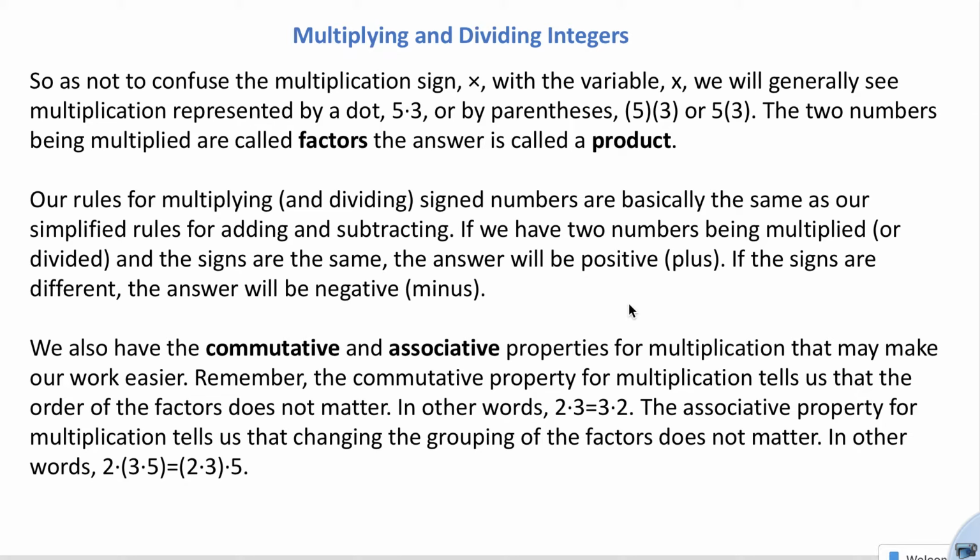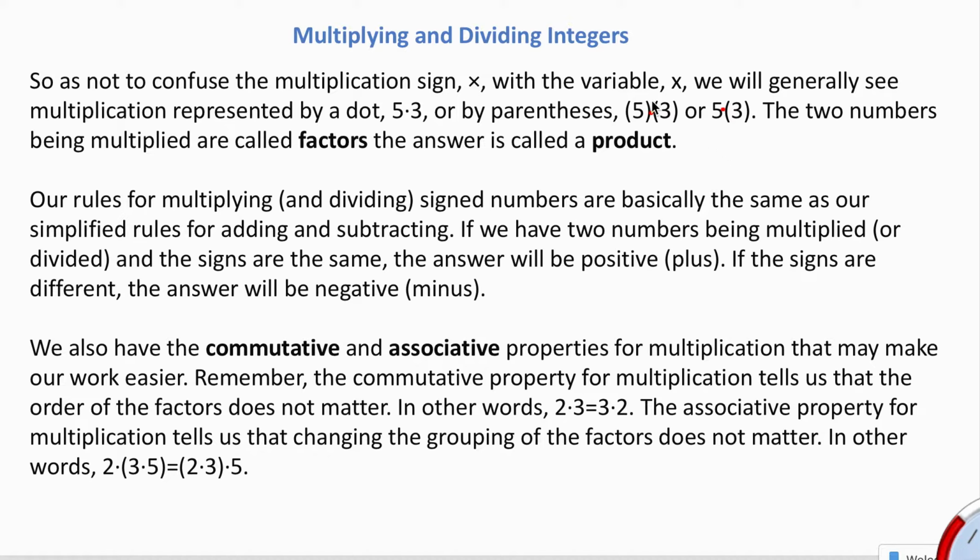Okay, now multiplying and dividing integers. So as not to confuse the multiplication sign that looks like this with the variable that looks like this, we generally represent multiplication by the dot. We've already used that in our prime factorizations, right? Or by parentheses. So two parentheses right next to each other means multiplication, or a number right next to a parenthesis means multiplication.